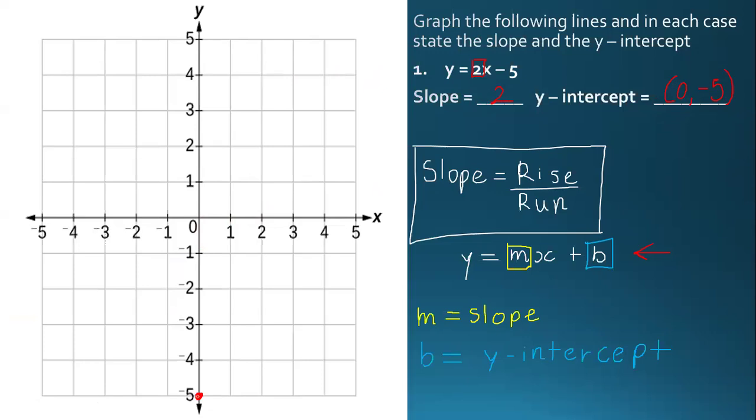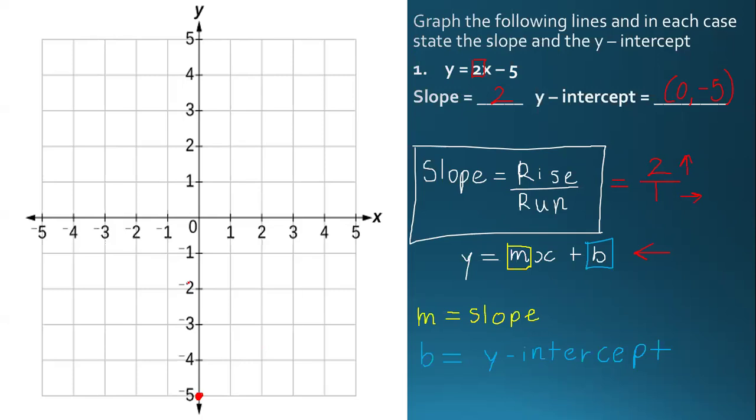Like I said, for plotting any line, all you need is a point and a slope. Our first point is 0, -5. What is the slope for this line? 2. But what is 2 as a fraction? 2 over 1. So that means we're going to go up twice and to the right once.